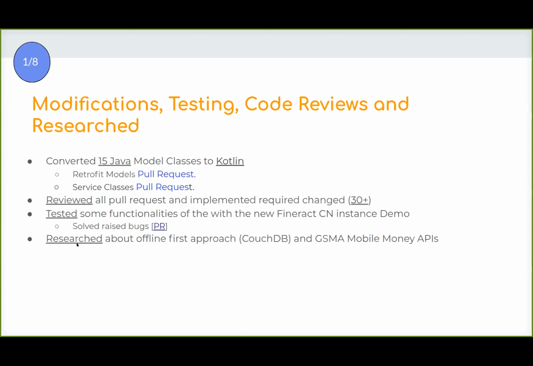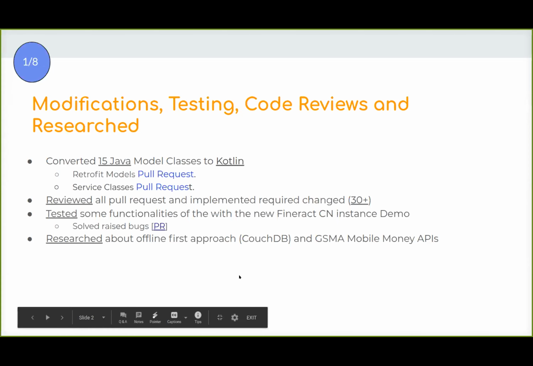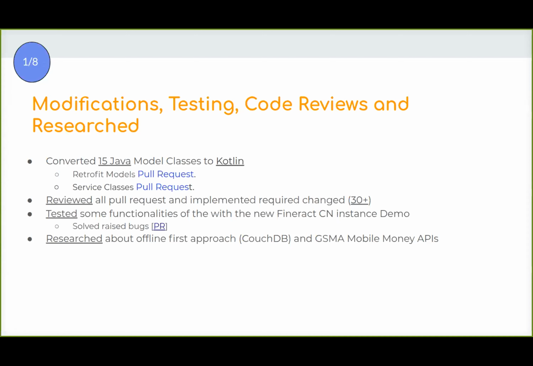And lastly, I researched the offline first approach. One of our main tasks in this GSoC is implementing the offline first approach in our project using a cloud database. So I went through its documentation and read blogs about this. I even created a small application to show how to implement this in our project. Based on my implementation plan, I'll be working on this feature in the third phase of GSoC. I also went through the GSMA mobile money APIs, because we are going to use this for disbursing loans to customers. I'll be working on this feature in the third phase of GSoC as well.